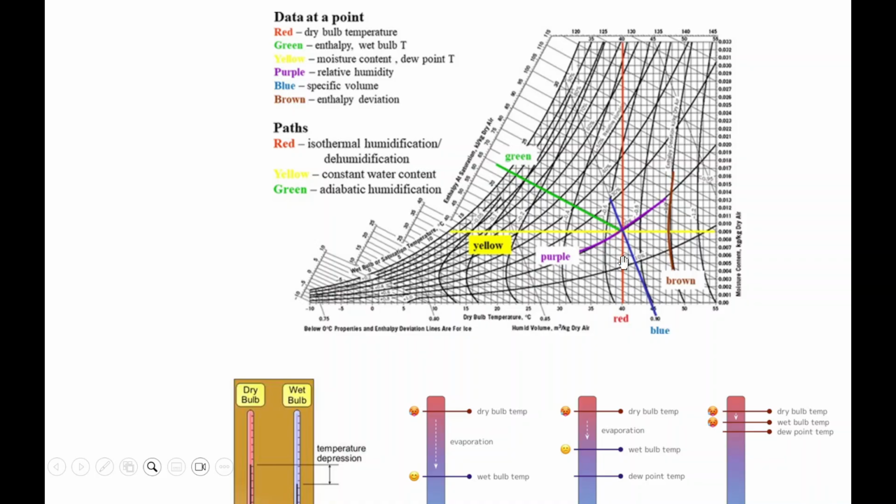Suppose these two are fixed at this point. These purple curves are your relative humidity. This green line is your enthalpy. This yellow line, if you stretch it towards the 100% relative humidity, tells us the dew point temperature. So you can find this from the psychrometric chart.